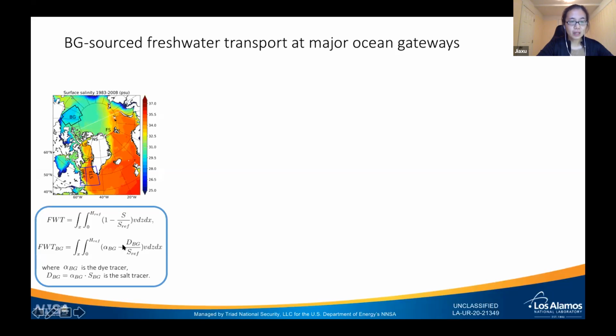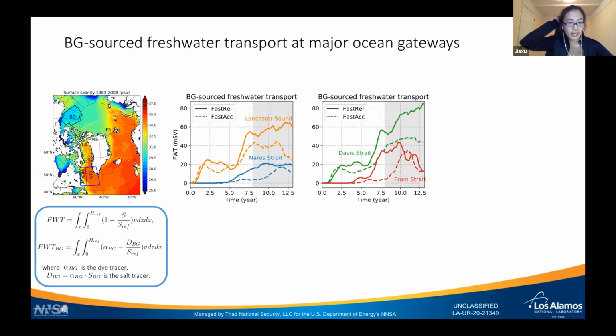But with the help of the 2 passive tracers, we can diagnose the freshwater transport only sourced from the Beaufort gyre. So here the alpha BG is the dye tracer, and the DBG here is the salt tracer, which is essentially alpha BG times the salinity of the Beaufort gyre. So we calculate this freshwater transport only from BG at each location, and then plot it with time.